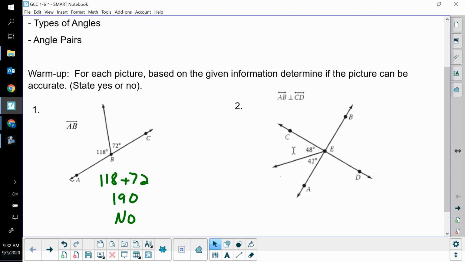In 2, we have AB is perpendicular to CD. What perpendicular means is they should form right angles. So this should be a right angle here, and all 4 of those will be right angles inside there. So knowing that, this should add up to 90 as well. So if we do that, 48 plus 42 will give you 90 degrees. So this one looks like it could be a possibility.